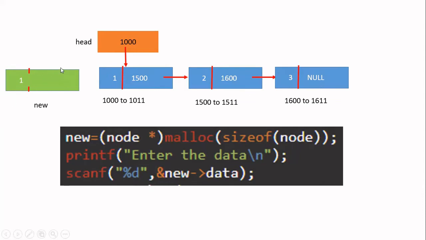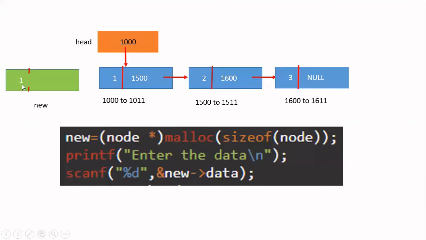First, allocate memory for this node. For that, I am writing malloc size of node. I will get a void pointer, typecast to node pointer and store it in new. New is nothing but again one more pointer variable, right? Then if you do this, only this green box will be created. This one will not be inside the green box.